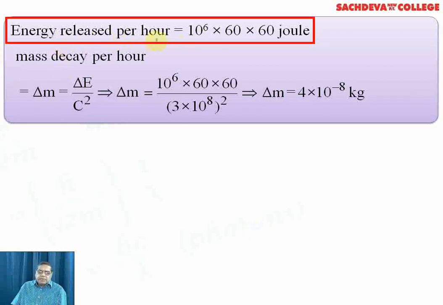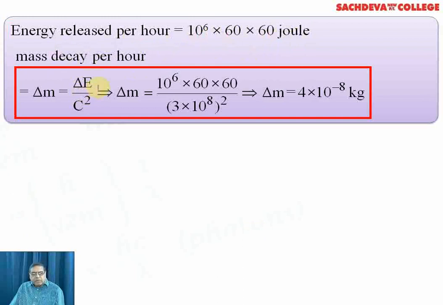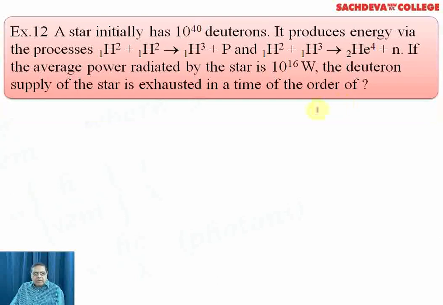So the energy released per hour is 10^6 multiplied by 60 and 60, and the mass decay per hour will be ΔE over c² in accordance with the Einstein equation, and it is equal to 4 × 10^-8 kilograms.